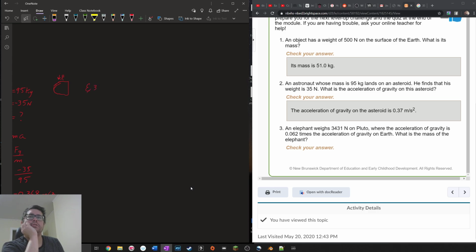Example 3. An elephant weighs 3,431 Newton on Pluto, and they give you the acceleration of Pluto, which is 0.062 times the gravity on Earth, minus 9.81 meter per second square. So Pluto is that much of this. If I say 1/4 of something, or 1/3 of something, the "of" is a multiplication. So 0.062 of this will always be a multiplication, right?